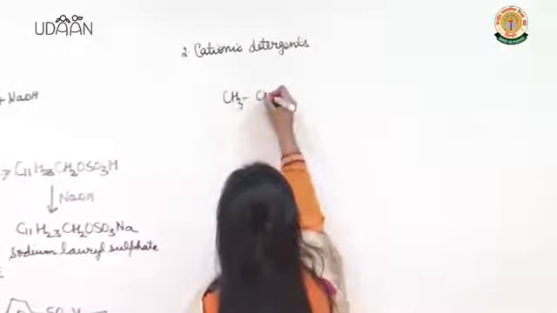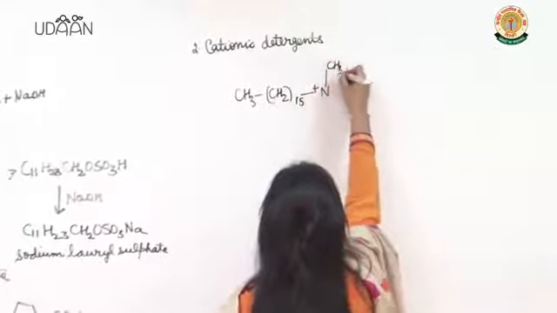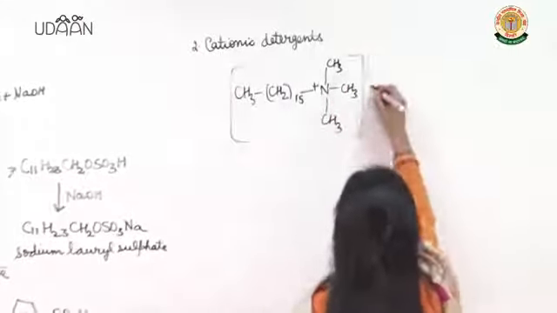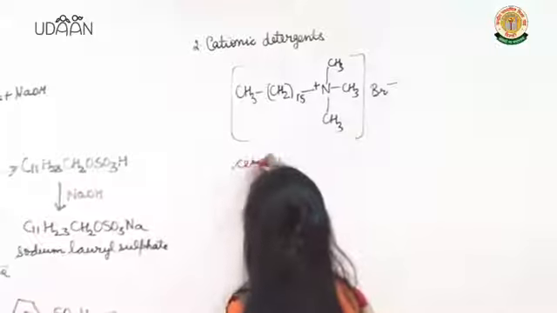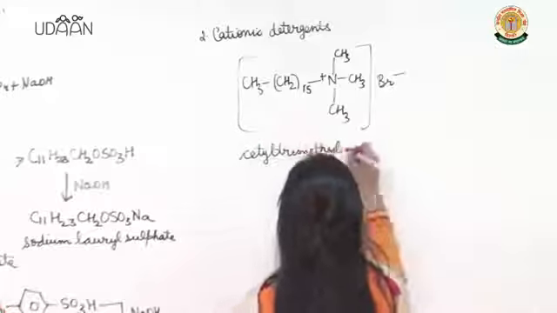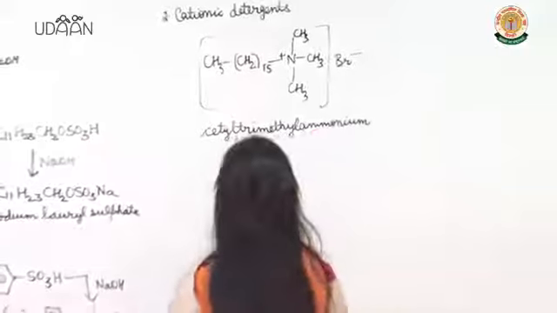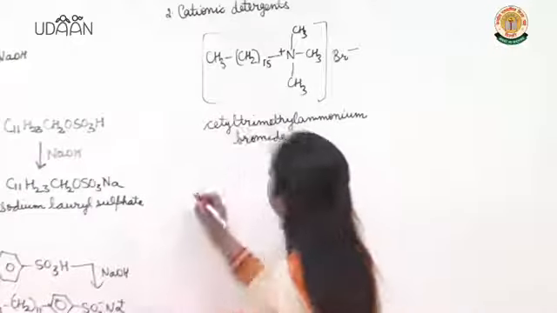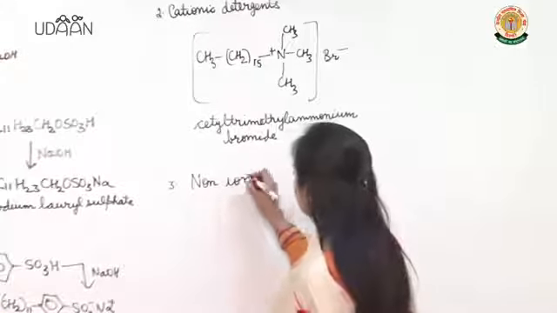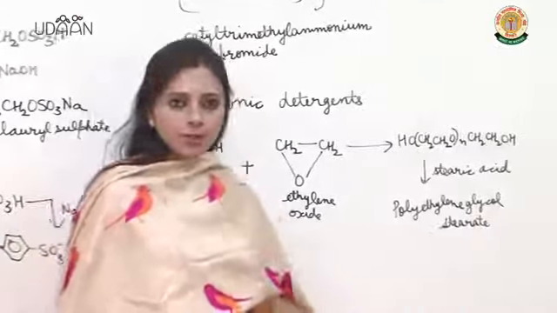Let us take an example. Now this is cetyl trimethyl ammonium bromide. They are used in shampoos and hair conditioners. Last category is non-ionic detergents. They do not have any ion and they are used in dishwashing detergents.